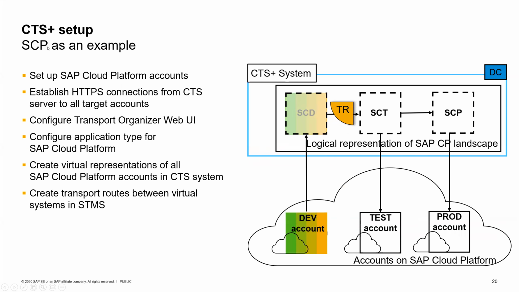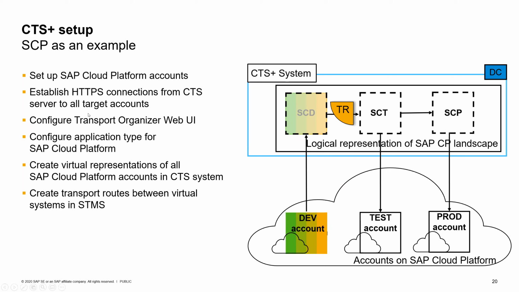So if you look at CTS Plus in SAP Cloud Platform as an example for the setup, you would first need to set up the Cloud Platform accounts. Then you would need to have established connections from the accounts to the CTS Plus system, and for sure the other way around. So that would mean to set up some HTTPS connections, cloud connectors, and so on. You would have to configure the Transport Organizer web UI. So that's the application that we use in the CTS Plus instead of SE09 to manage the transport requests.